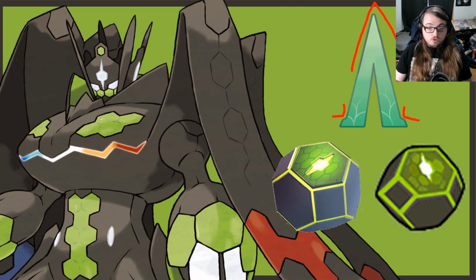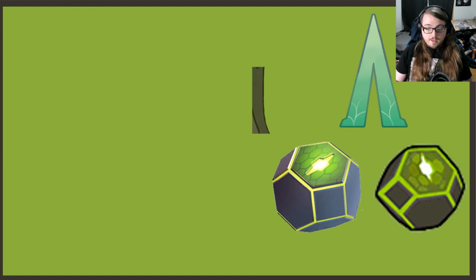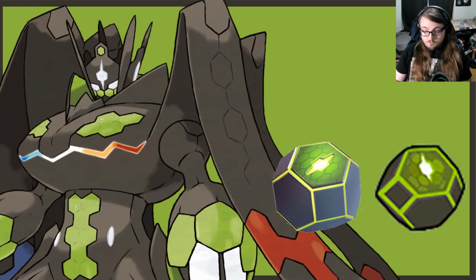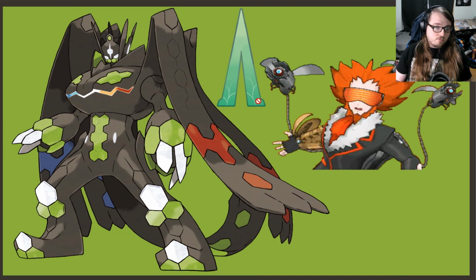Another tidbit is this picture here. So we got Zygarde and Lysander with his little robot things in the A here. An interesting tidbit is that these little robot things are actually designed to absorb Xerneas or Yveltal's energy for the ultimate weapon.